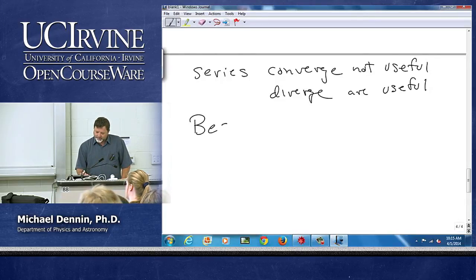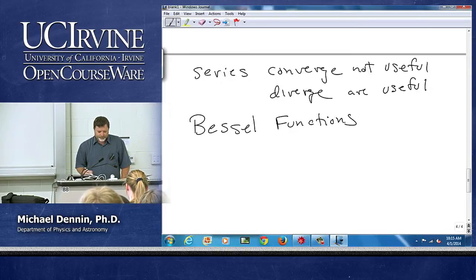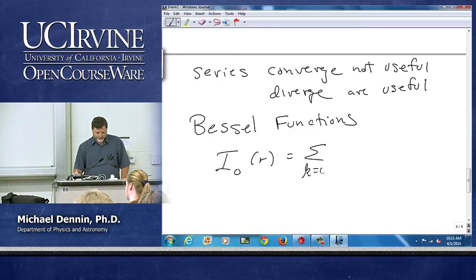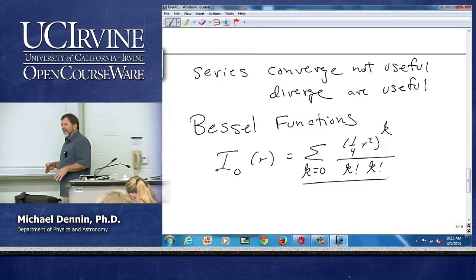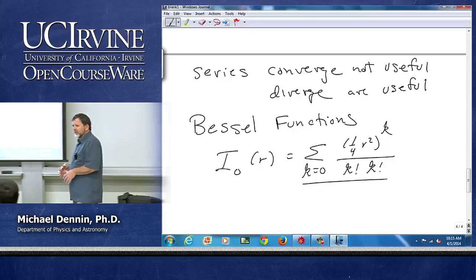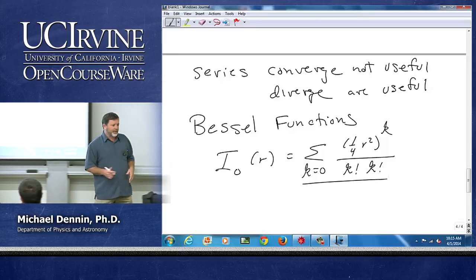But I said Bessel functions are one of the special functions that we know about. And the cool thing about them is you can write them as a power series. It's kind of a weird power series, because it's got 2 factorials in the denominator. This power series converges, but is very inaccurate as r goes to infinity. You need way too many terms to actually get a good approximation.